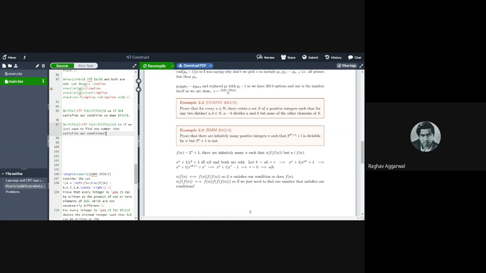Can you tell again why we consider n divides f of n? We have to find n that does not divide f of n. If n divides f of n, then f of n divides f of f of n. It's an if and only if. So if n does not divide f of n, then f of n also does not divide f of f of n.